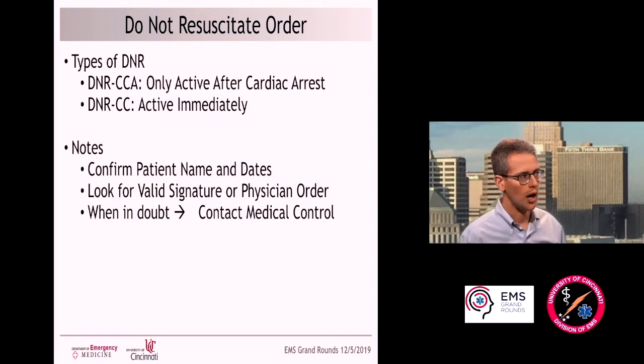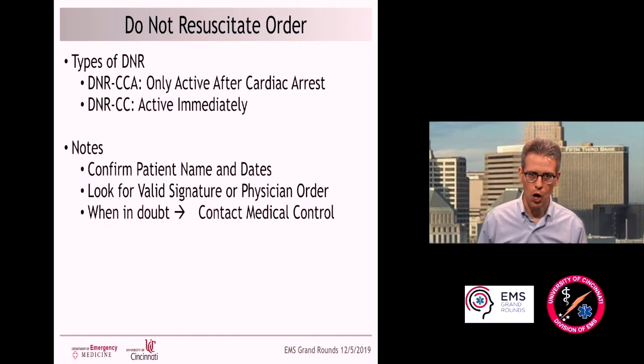So if we go back to my scenario that I brought up at the beginning of the DNR section here, I said, okay, 90-year-old lady called by a nursing home. We get there. The patient's in cardiac arrest. There's a DNR CCA paperwork there. What does that mean? Right? They are now in cardiac arrest, so it means we do nothing, okay, and we're done, basically. We can stop, essentially. All right.